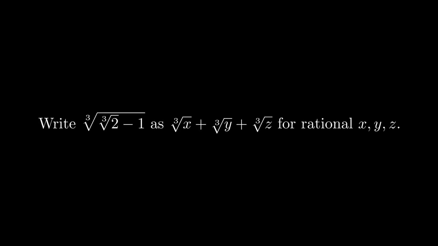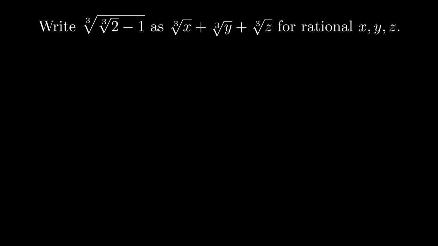It's a question of Ramanujan. Write this nested cube root as the sum of the cube roots of x, y, and z, where x, y, and z are rational numbers. Again, before solving this myself with Galois theory, I'd only ever seen Olympiad solutions to it.